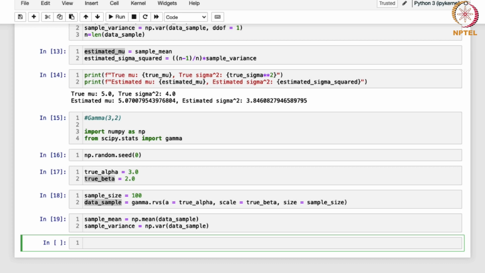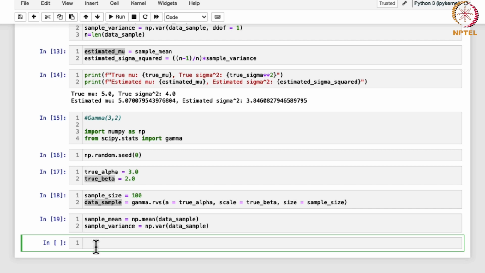So alpha hat came out as n times x bar square divided by n minus 1 times s square. That's the sample variance. And for beta hat it came out as n minus 1 times s square divided by n times the sample mean. So let us write that, and finally we will compare the estimated parameters with the original, the true ones.